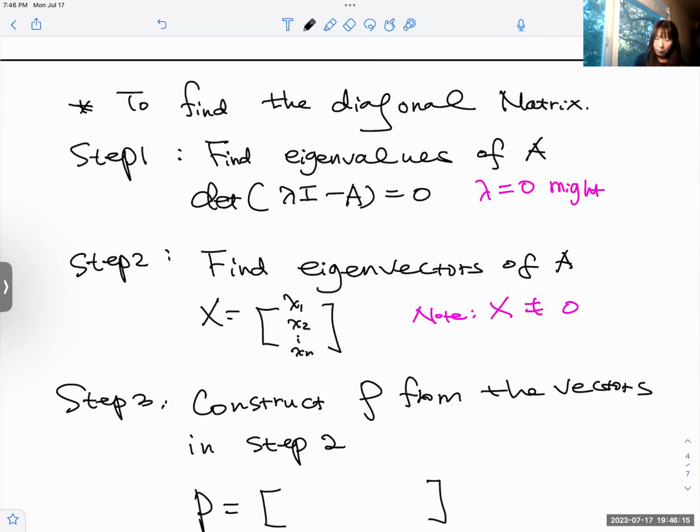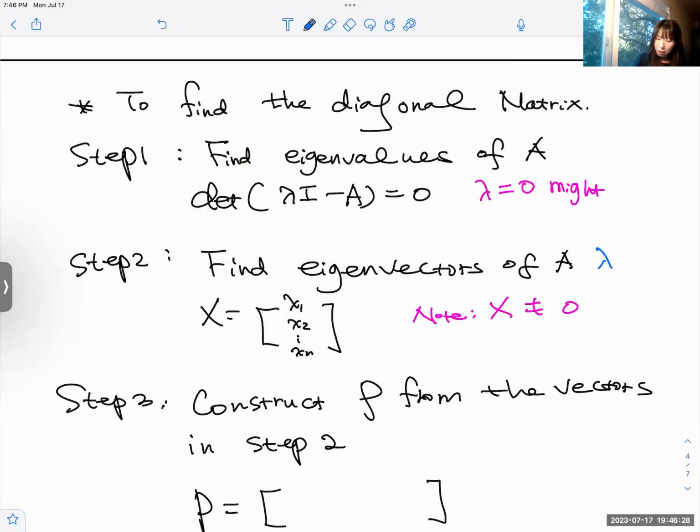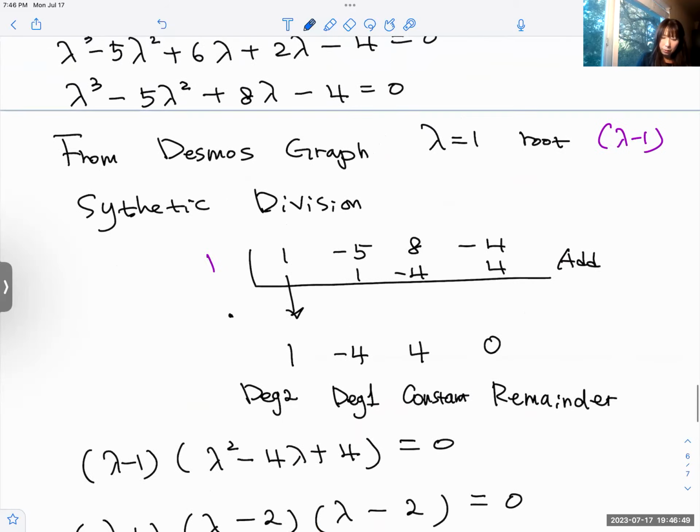Now we are using this formula to find the eigenvectors, right? So there will be lambda I minus A times x equal to 0, right? Okay. Step 2, step 1, eigenvector.